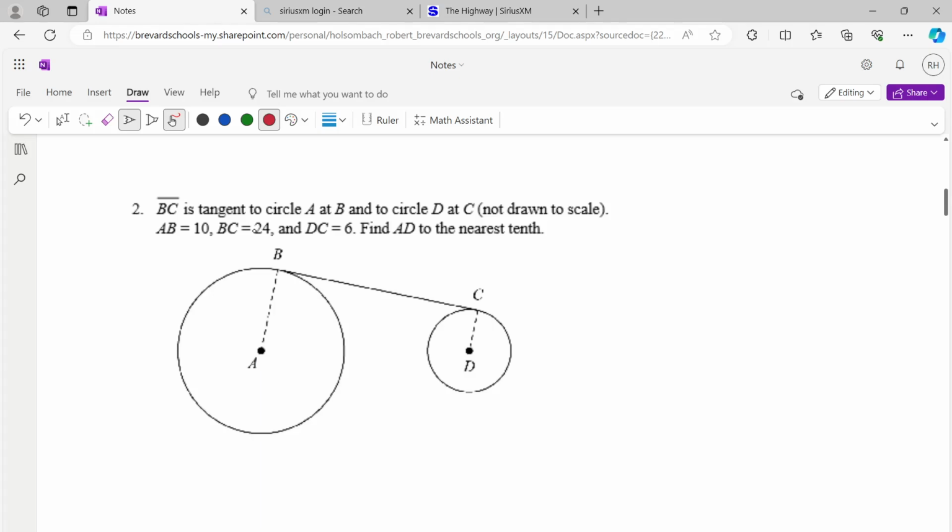All right, problem number 2, you're told that BC is tangent to circle A at B and circle D at C. That means these are both 90 degrees. Not drawn to scale. A to B is 10. B to C is 24. D to C is 6. Find AD to the nearest tenth. So we need A to D, which isn't drawn in here. So I'm going to draw it in here.